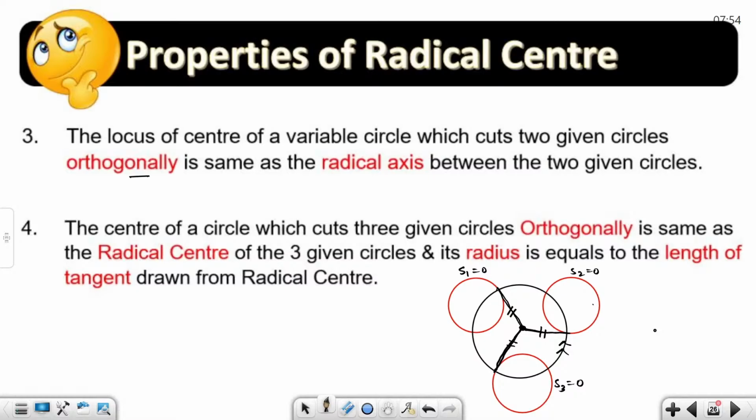Okay? So, this is only true when the circle intersects the given three circles orthogonally. Then its radical center will be same as the center of the required circle. And its radius will be the length of the tangent drawn from the radical center to any of the three given circles. That's it. Is it clear?